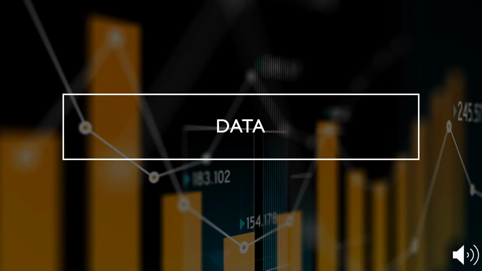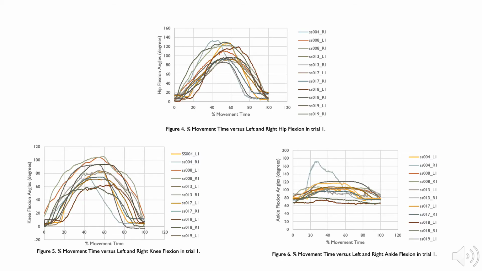Following the procedures, we'll get right into the data. For this slide, I compiled the data for trial 1 specifically, looking at the 3 joint angles on the left side and on the right side of the 6 participants. And in figure 4, we have the percent movement time versus left and right hip flexion in trial 1.